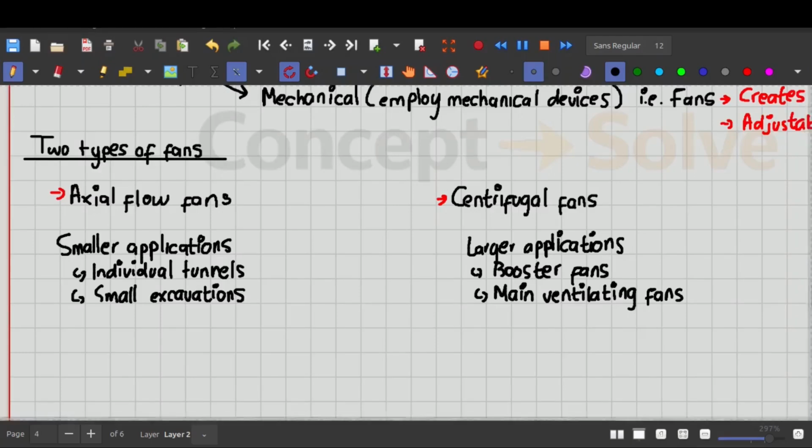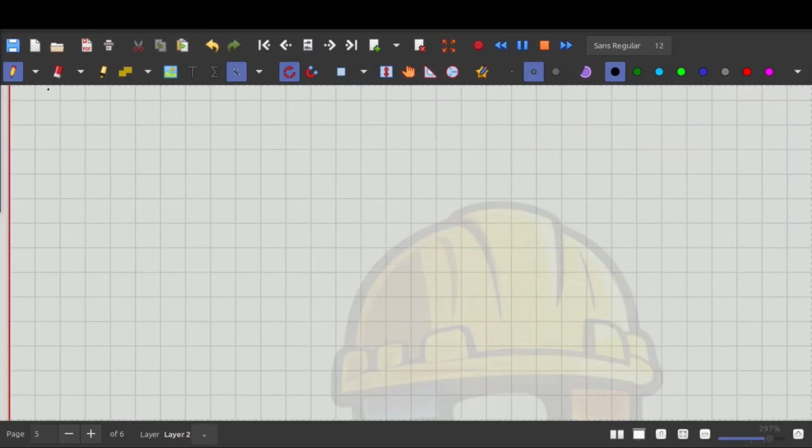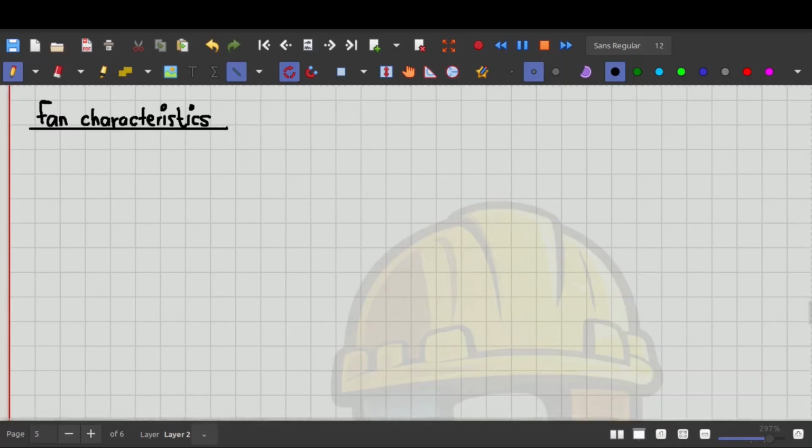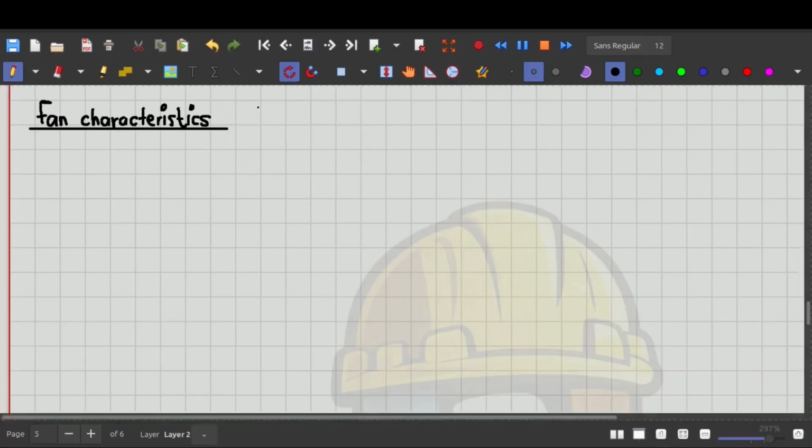Okay, so I'm not gonna get much into their structures, and that's a lot more theory. So we're gonna move to the characteristics, the important stuff that we need to understand to solve these questions.